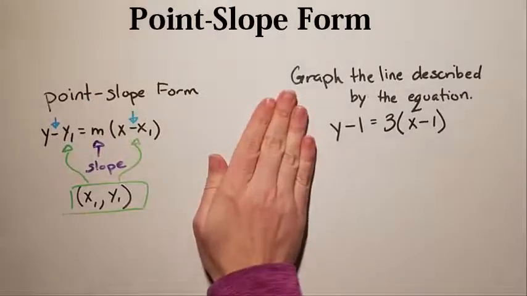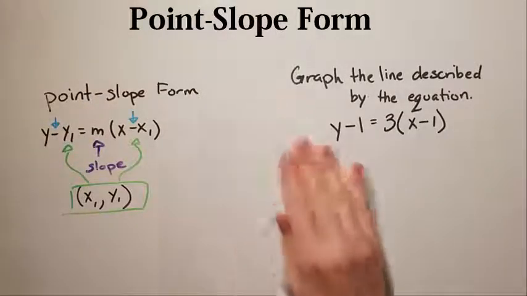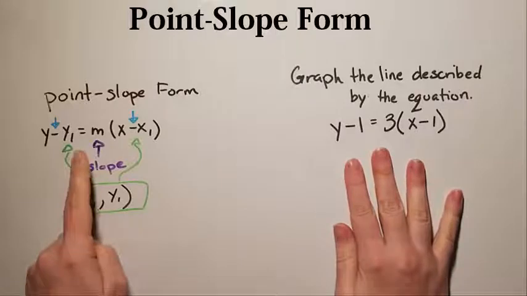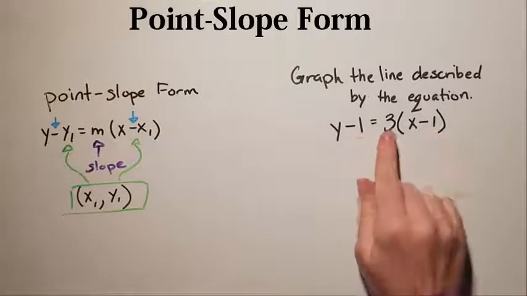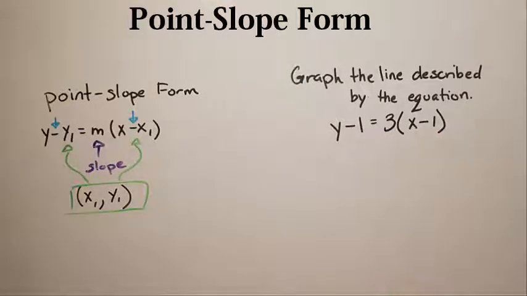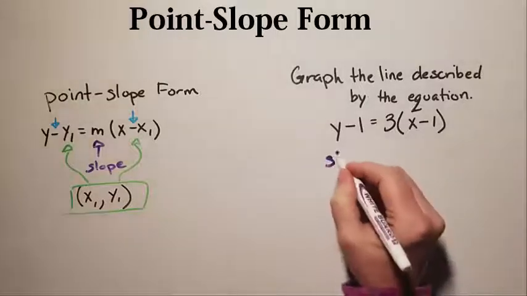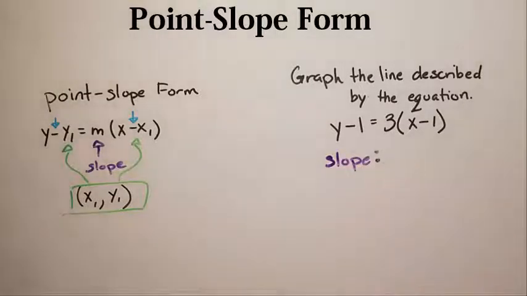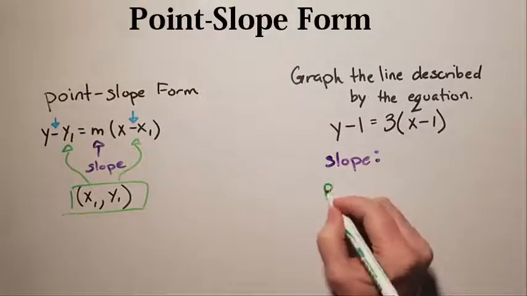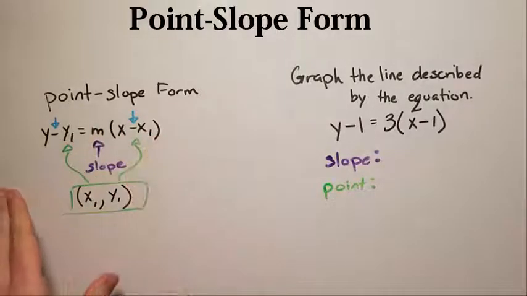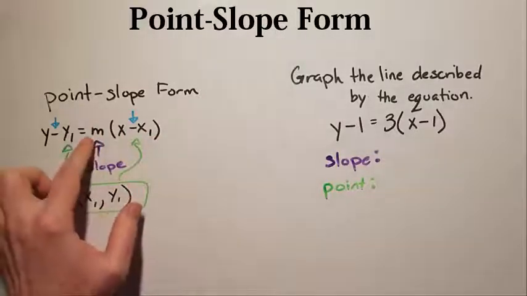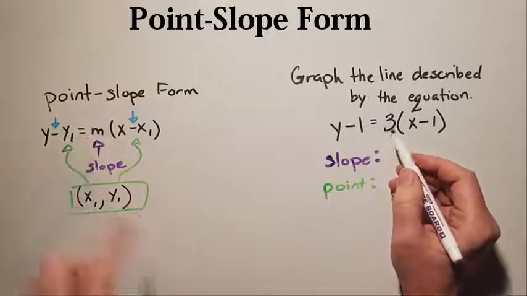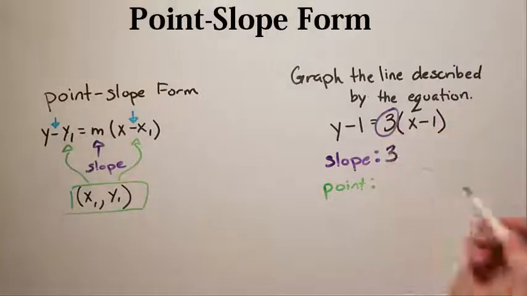So now they want us to graph the line described by the equation. This looks to be in point slope form. I can see a point and I can see a slope. So using point slope form, let's identify our slope and let's identify our point. Looking at our equation, the number in front of the parenthesis is going to be slope. So my slope is 3.